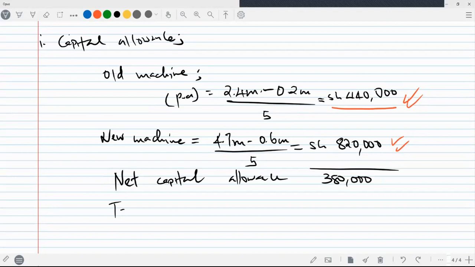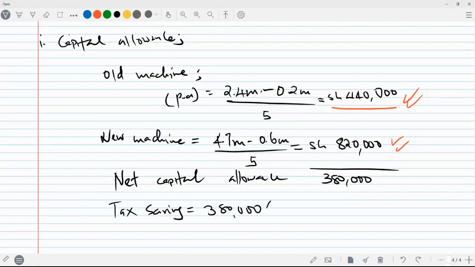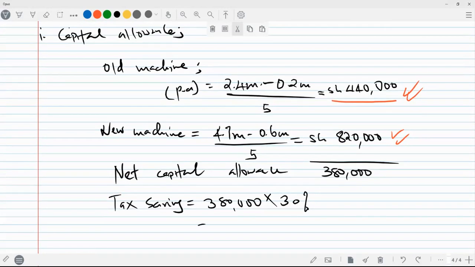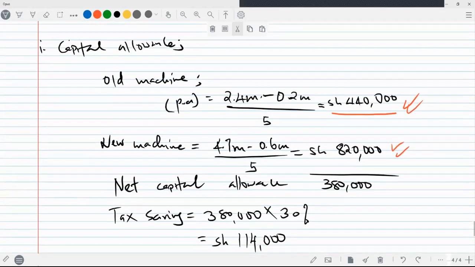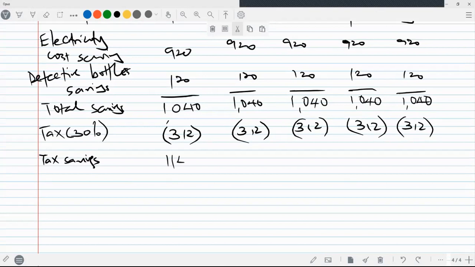Therefore, the tax saving, which is now based on the net capital allowances, will be 380,000 times the tax rate, which is 30%, to give us how much? 114,000. The tax saving is received every year, 114,000. So that's the working you have done. The tax saving every year, 114,000, is a cash inflow.